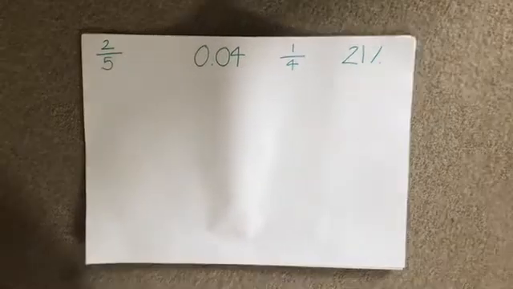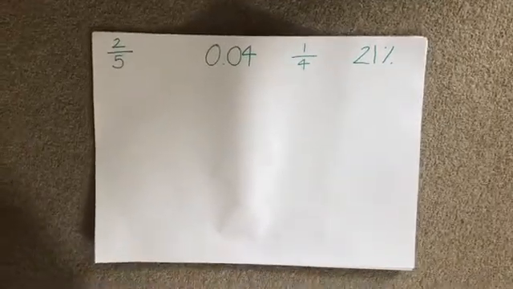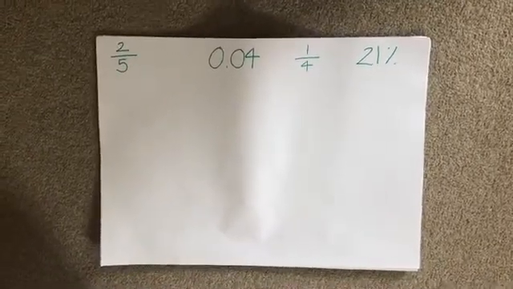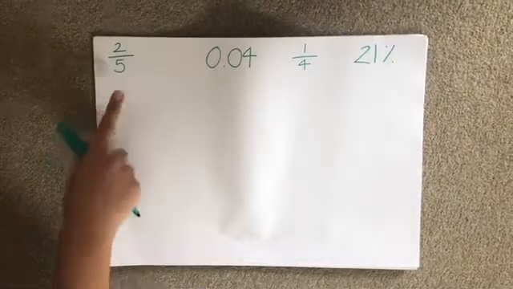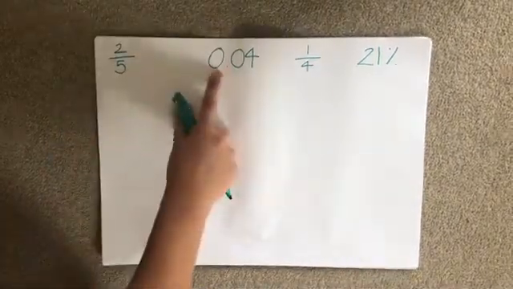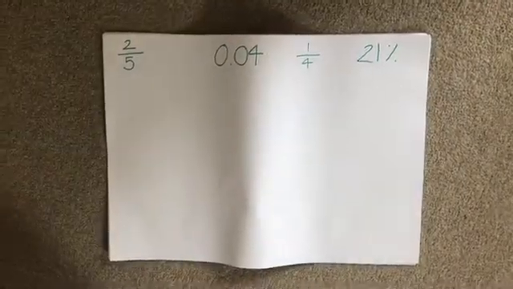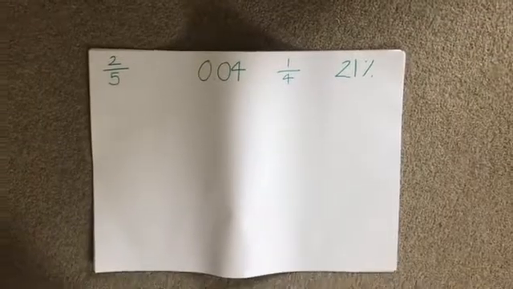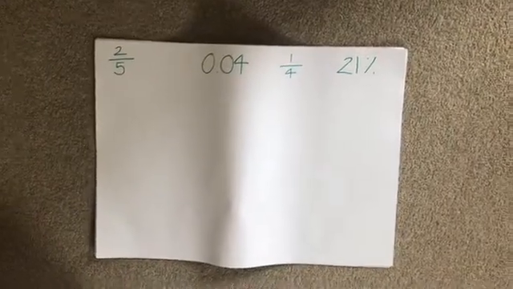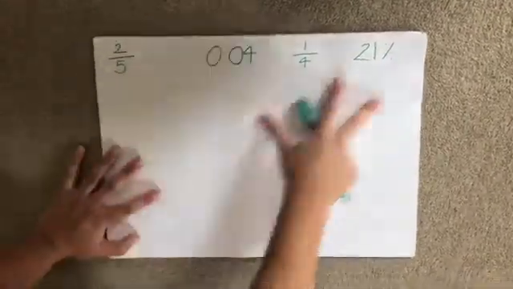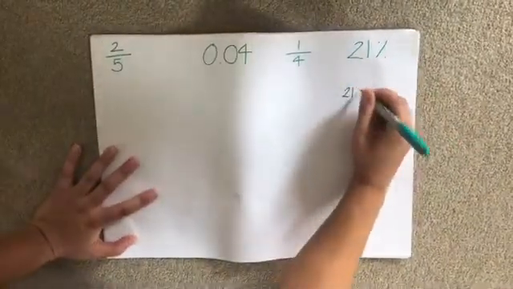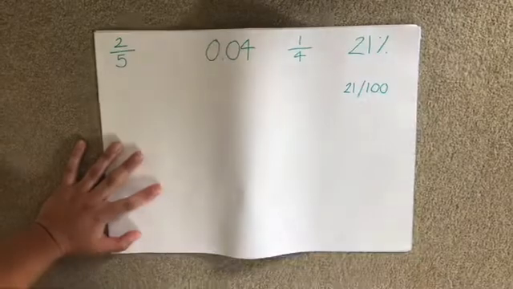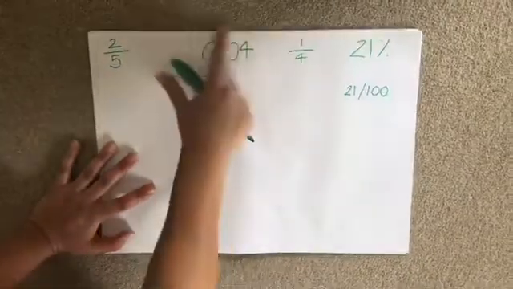So this last one here is an example of one of the challenge questions right at the bottom of day 2. And it's a bit trickier, but we can still do this one. So here we've got 2/5, 0.04, a quarter, and 21%. So again, I'm going to convert them all to fractions. I'm going to choose the ones that I can do easily to begin with. So I know that 21% is out of 100. So this straight away becomes 21 out of 100.